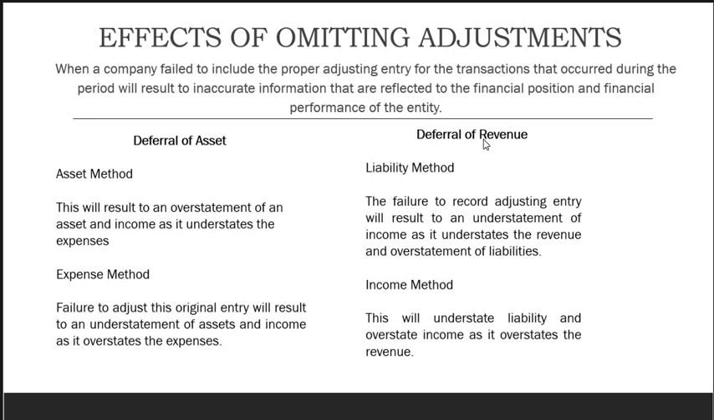What about deferral of revenue? These are the advance collections. What's the effect when we omit the adjustment? If you're using the liability method, the failure to record the adjusting entry will result in an understatement of income as it understates the revenue, and an overstatement of liabilities. For the income method, the effect is an understatement of liabilities and an overstatement of income, because it also overstates the revenue. So that's the effect for deferral of revenue under the income method.